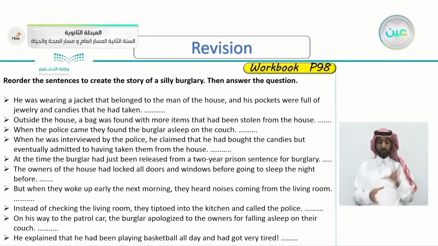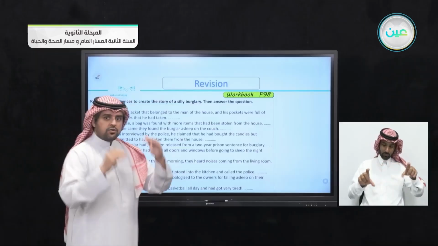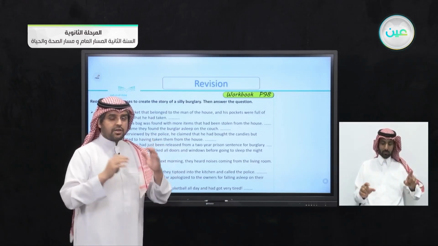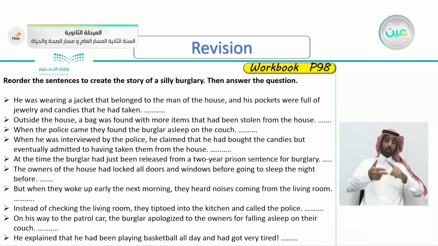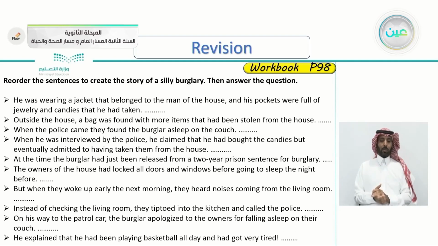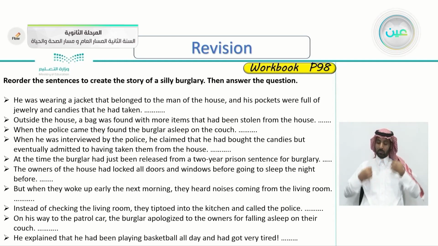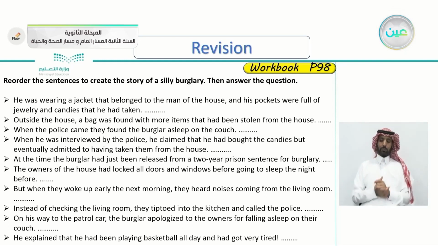Reorder these sentences to create the story of a silly burglary, then answer the questions. Here we have 9 or 10 sentences. We will try to reorganize them to make a correct chronological story. The first one: he was wearing a jacket that belonged to the man of the house, and his pockets were full of jewelry and candies that he had taken. Of course, we know that this is not the beginning of any story.